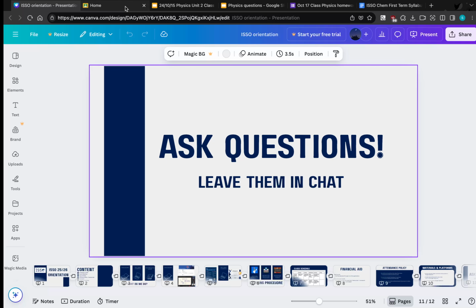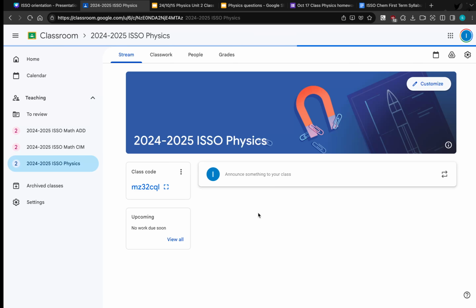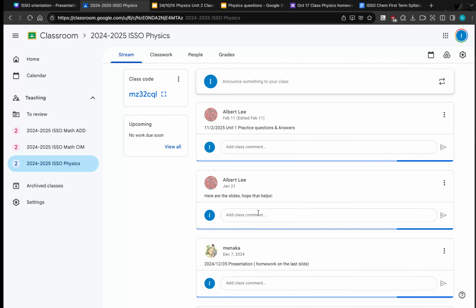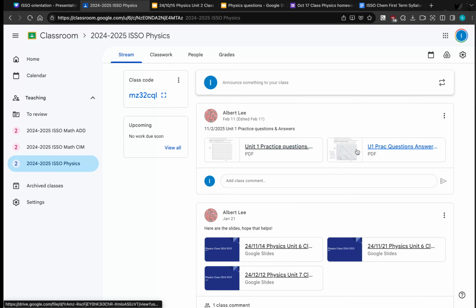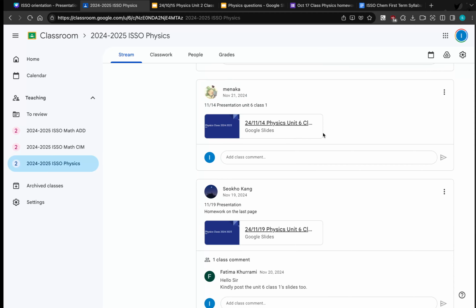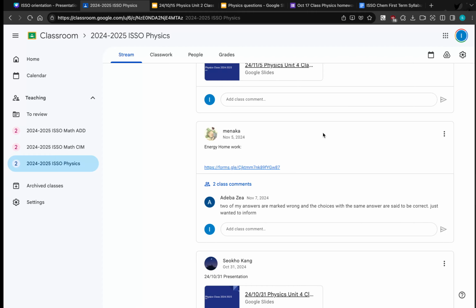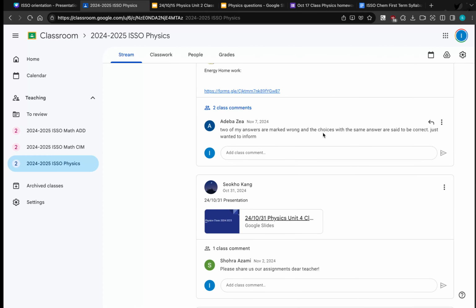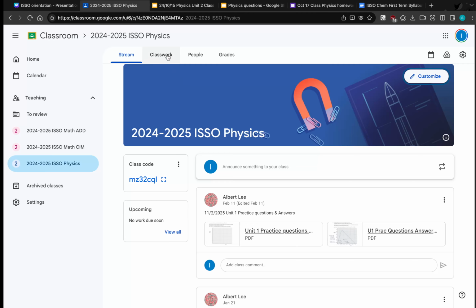So first, let's look at the Google Classroom. This is the physics class of last year's Google Classroom. We can see all the slides here, and we can see lots of practice questions on it as well. Every week in the classes, we posted our Google Slides so that everyone can take a look at it, and all the homeworks were here as well.